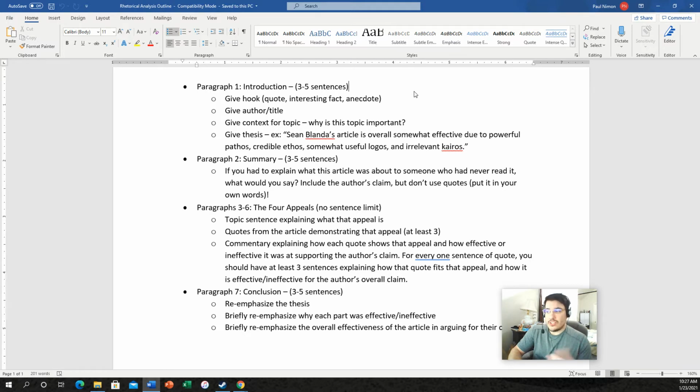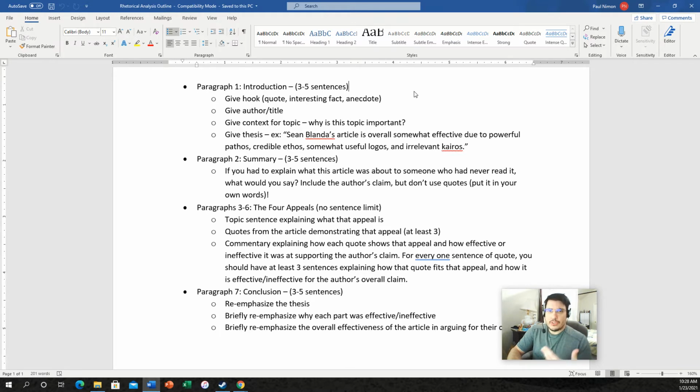So talk about that just a little bit, just to give us an idea that the article in question is relevant to us, the reader. Why should we care about Amanda Ripley's article? Then you're going to give me your thesis.